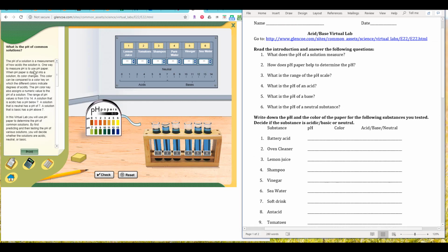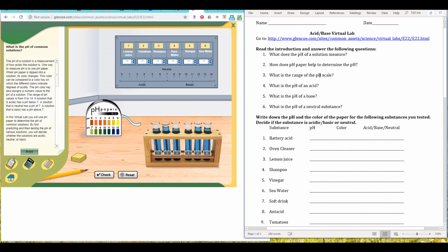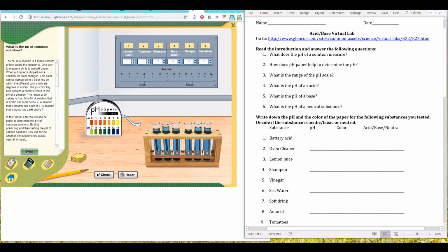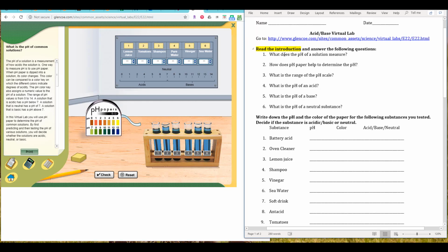Okay, so we read the introduction, which is this information right here, and we'll answer the following questions. What does the pH of a solution measure? How does pH paper help to determine the pH? What is the range of the pH scale? And what is the pH of an acid? And what is the pH of a base? And what is the pH of a neutral substance? And so you'll get that in this introduction. These two paragraphs are going to answer all of this. Okay, so I'm just going to highlight this right here, and so you have that.